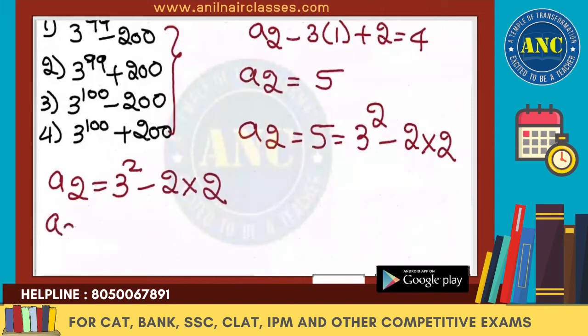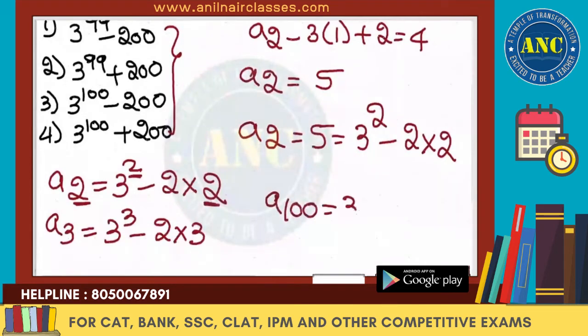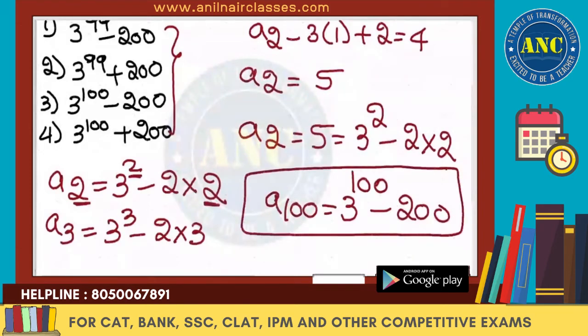So similarly, a3 will be, here I got 2, here I got 2, so a3 will be 3 cube minus 2 into 3. Similarly, a100 will be 3 power 100 minus 2 into 100. So the answer is 3 power 100 minus 200.